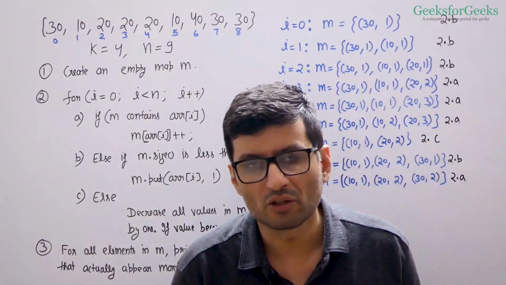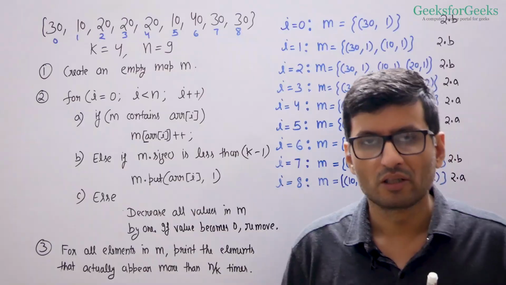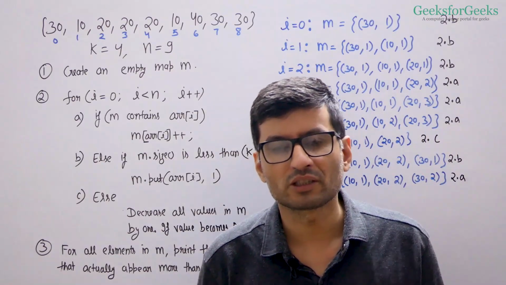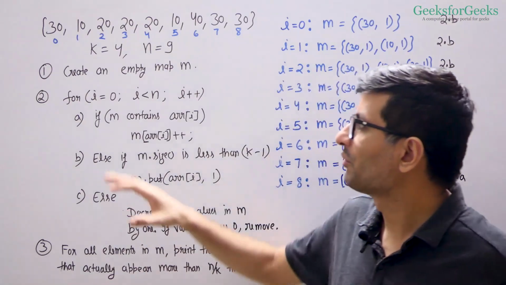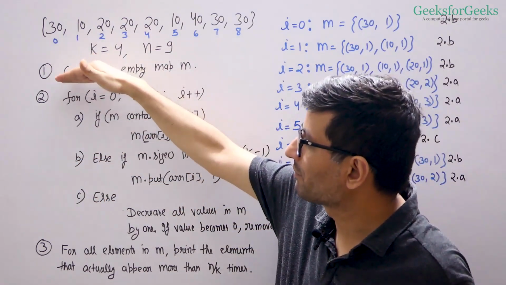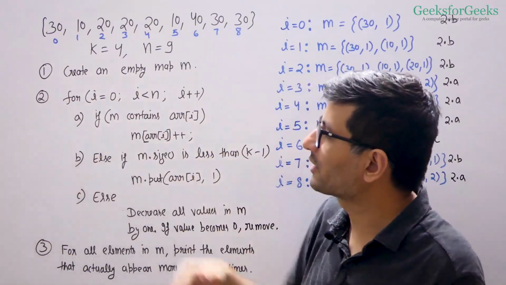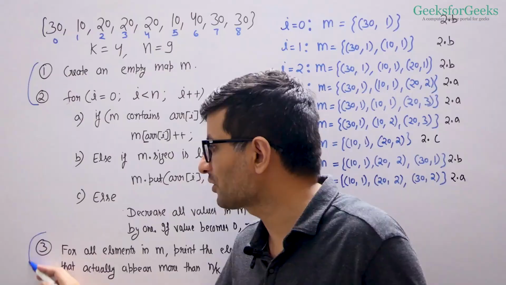Let us now see the algorithm and understand it step by step with this example. Like Moore's voting algorithm, this algorithm has two phases. In phase 1, we find out the candidate elements, and phase 1 is steps 1 and 2. We have 3 steps, and steps 1 and 2 are phase 1, and this is phase 2.